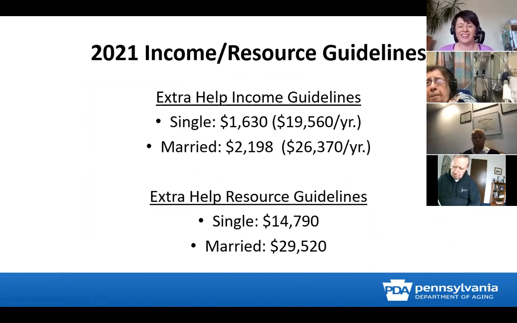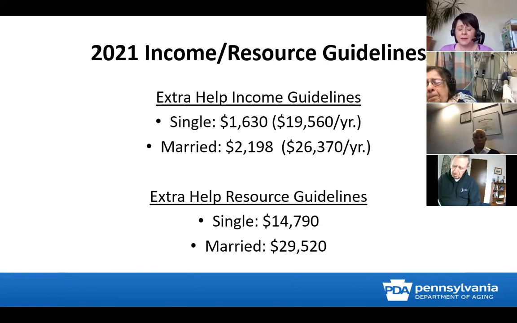2021. And I say highest possible income guidelines because we actually include the most common income and resource disregards in here as well that the vast majority of people qualify for. So you can see it's broken down by single and married individuals on here.